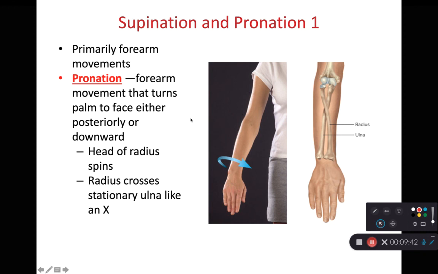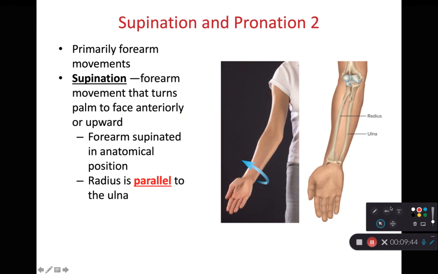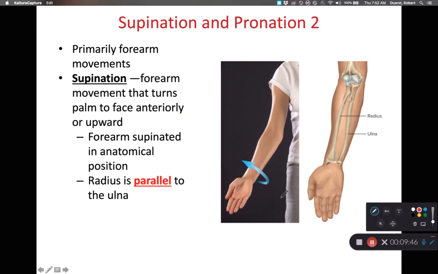On the flip side, supination is the opposite. If you turn your forearm so that your palm is facing the front of your body, or the anterior of your thigh, that is supination. Or you turn your arm in such a way that the radius and ulna are no longer crisscrossing with each other, that is supination. We want the radius and ulna to be parallel with each other.